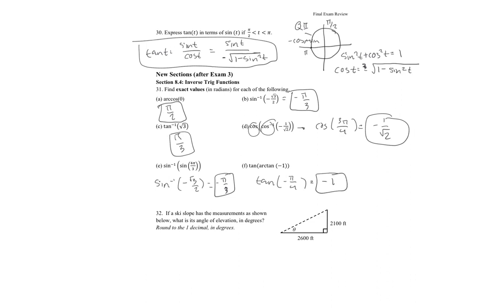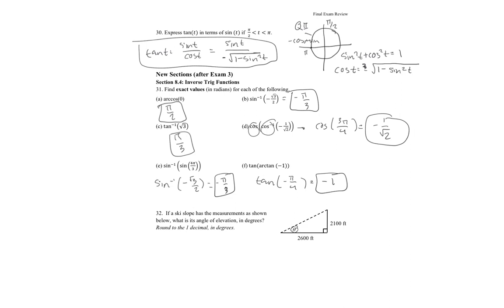Okay, so on number 32, it says, if a ski slope has the measurements as shown below, what is its angle of elevation in degrees? So it says angle of elevation, so that's going to be this, right? And we're given an opposite side and an adjacent side. So that tells me we have to use tangent. And so tangent equals opposite over adjacent, or 2100 over 2600.